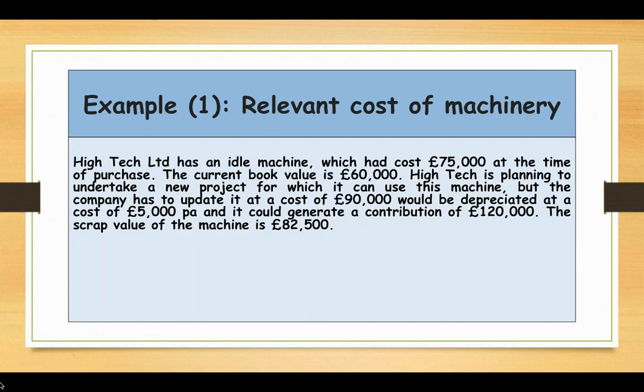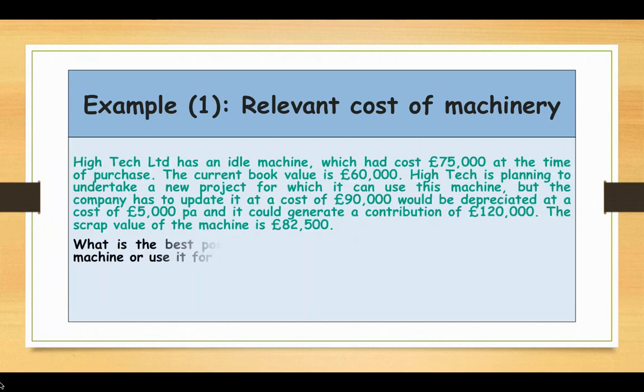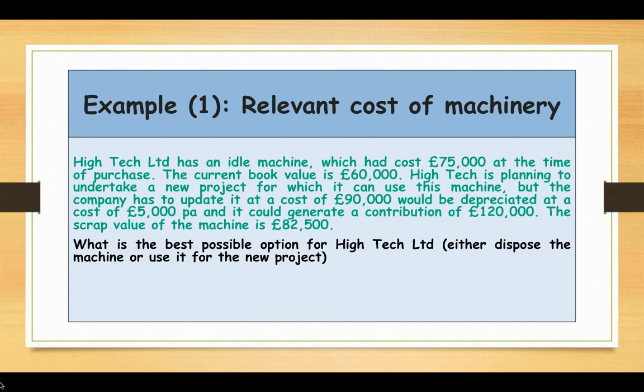And it could generate a contribution of 120,000. This 120,000 is a relevant cost. The scrap value of the machine is 82,500. Again, this is also a relevant cost. Now, what is the best possible option for High Tech? Either to dispose of the machine or to use the machine in the new project. So now we need to compare.